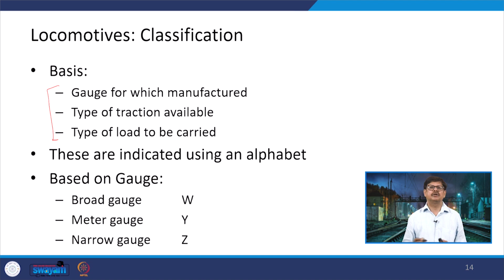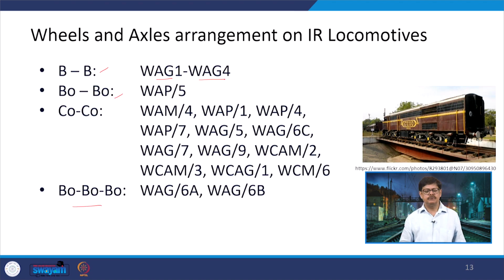So accordingly the nomenclatures are also there. There may be a possibility that the same locomotive can also be used for carrying passengers as well as freight. Then another type of indicator will be there. Usually in all of these cases we are using an alphabet to indicate a situation. That means it is going to be a combination of three, as you have seen there: WAG, WAP, WAM.